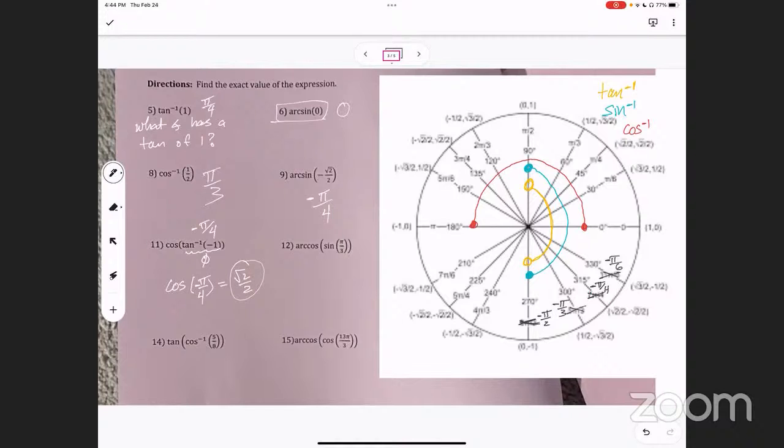Okay. So what's this one asking? Oh, I see what it's asking. So first, remember, just like PEMDAS, you have to start inside the parentheses first. What do you first do? What is the sine of pi over 3? The sine of pi over 3, that would be right here.